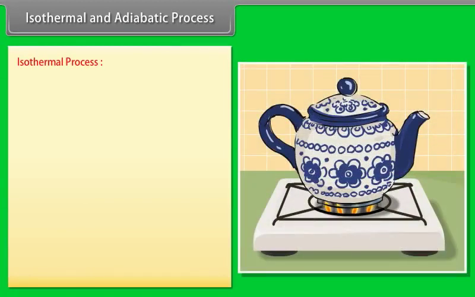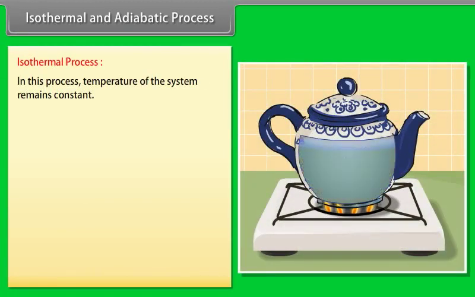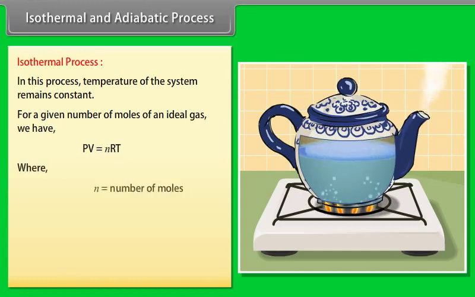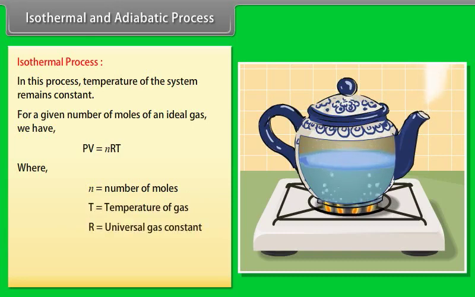Isothermal and adiabatic process. Isothermal process. In this process, temperature of the system remains constant. For a given number of moles of an ideal gas, we have PV equal to nRT, where n is the number of moles, T is the temperature of the gas, and R is the universal gas constant. Since T is constant, therefore PV is also constant.